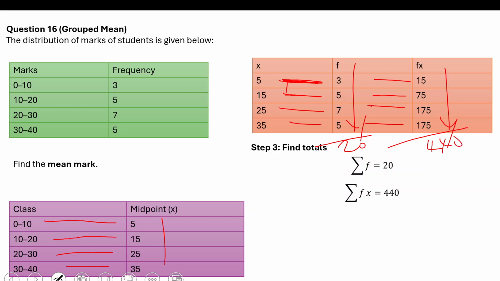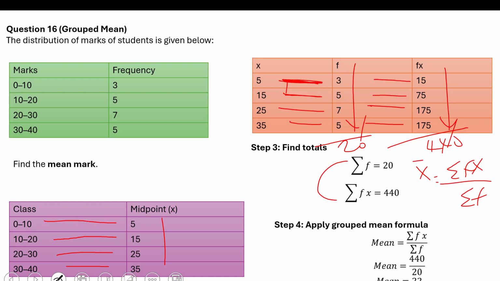So having gotten these two, I just put it in the formula: sigma fx over sigma f. So it's going to be 440 divided by 20 to get 22 as the answer.